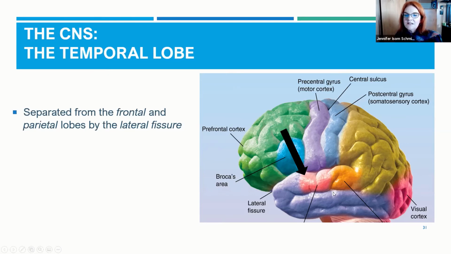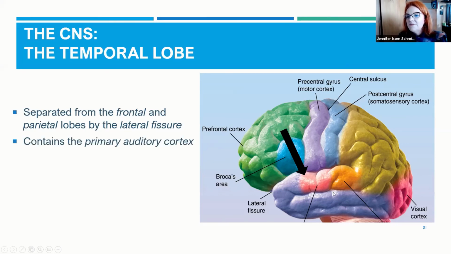Now, the temporal lobe does a couple of really important things, but one of them is that it processes auditory information. So it contains the primary auditory cortex. That's this little area here in pink. That's where auditory information is processed first in the brain, and then it goes to other places. This is the primary cortex. After processing auditory information here, it gets sent out to other parts of the brain. We call those association cortex or association cortices. So here's the primary motor, here's the primary somatosensory, here is the primary auditory cortex.